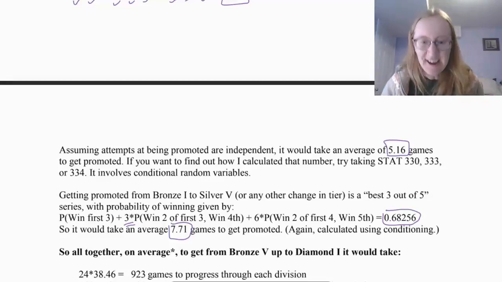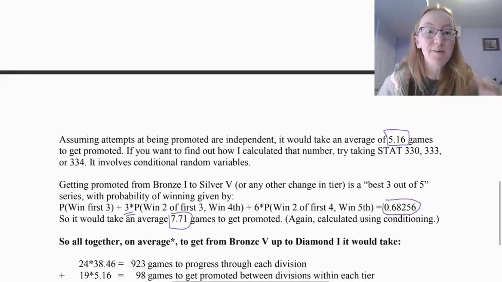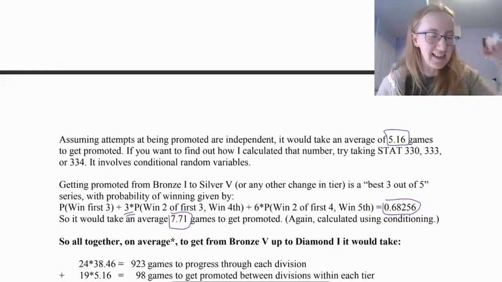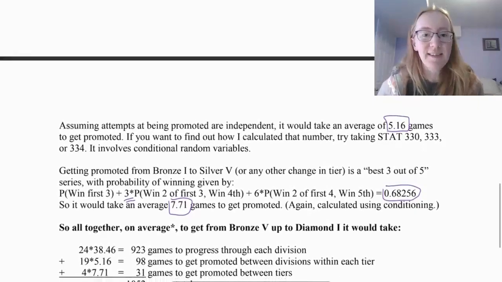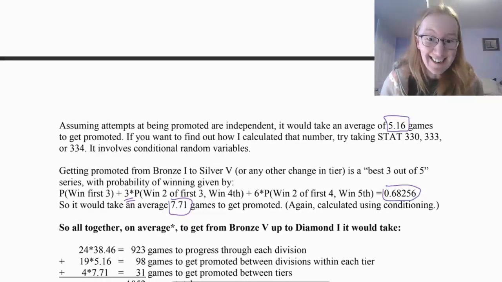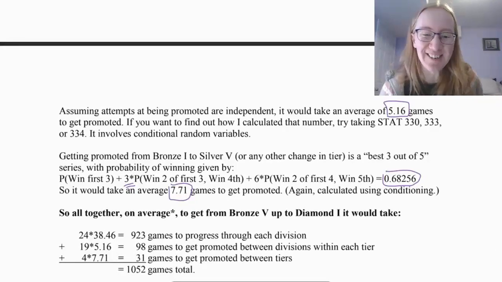Okay, cool. Then to get promoted between the divisions within each tier, there's 19 times that you need to do that. That was 5.6 of those. So 98 games to get promoted on average. And then 31 games to get promoted between the tiers. So from bronze to silver, from silver to gold, gold to platinum, and platinum to diamond. Altogether, that is 1,052 games.